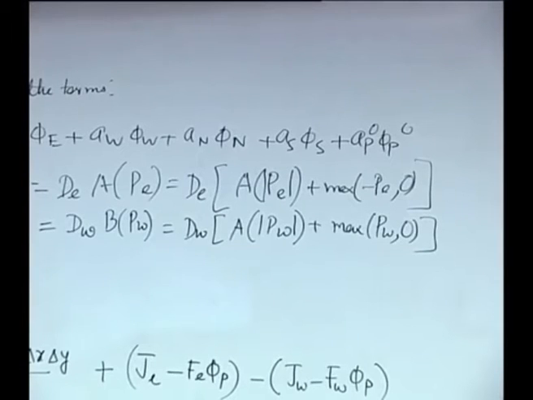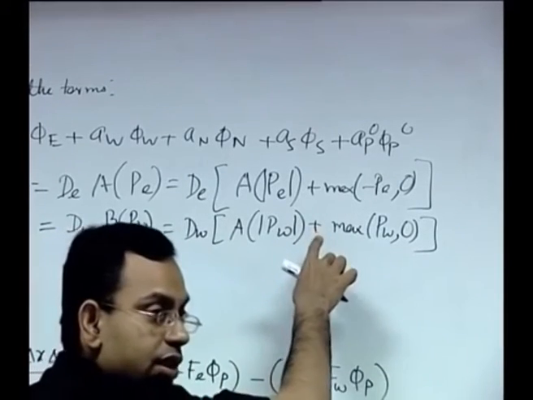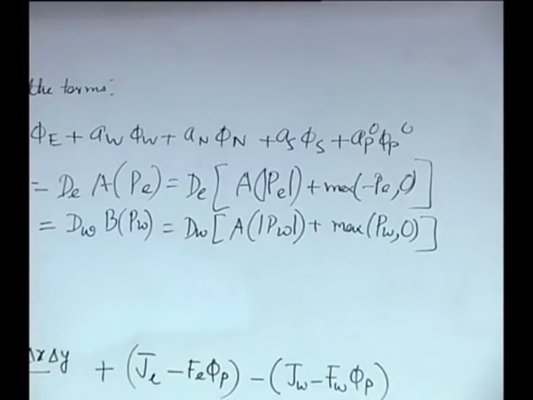Just check the formula for B that we derived in the previous lecture, that will give the corresponding expression of B of P in terms of A of mod P.